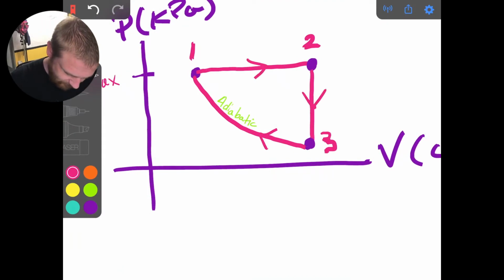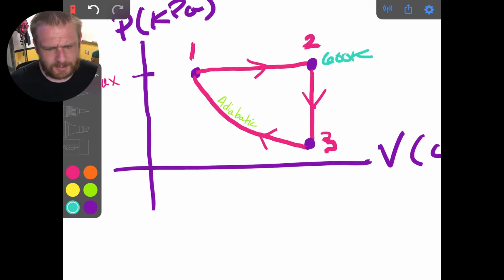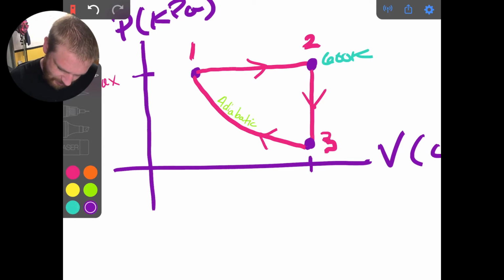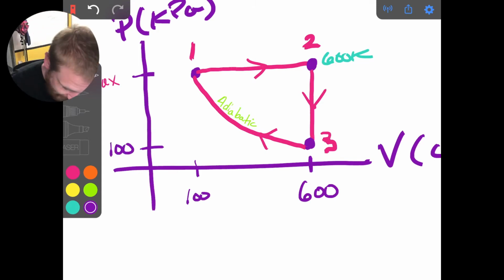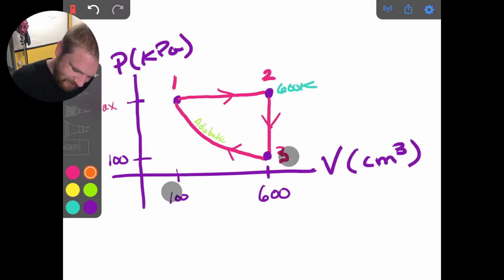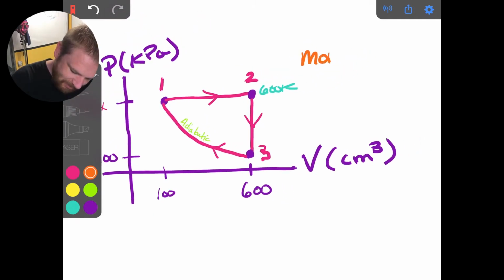And we have a few more useful facts here. We're told that the temperature at point 2 is 600 Kelvin. And we're told that the volume at points 2 and 3 is 600 cubic centimeters. And at point 1, we're at 100 cubic centimeters. We also know the pressure at point 3 is 100 kilopascals. Great. We have one other important piece of information, and we're told that this cycle is a monatomic gas.